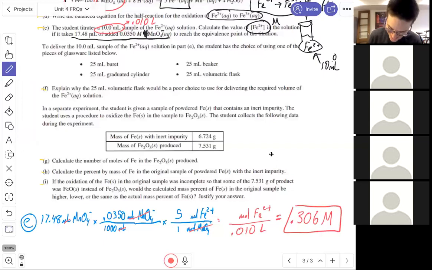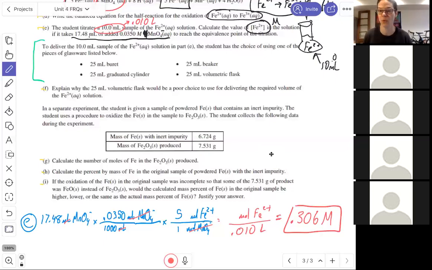So now there's a chunk of text before the next question. It says to deliver the 10 milliliter sample of Fe2 plus solution, the student has the choice of using one of the pieces of glassware below. So this is what we're talking about when they say a lab focused question, right? This is in actual reality. If I needed 10 milliliters of something, I have those pieces of equipment.